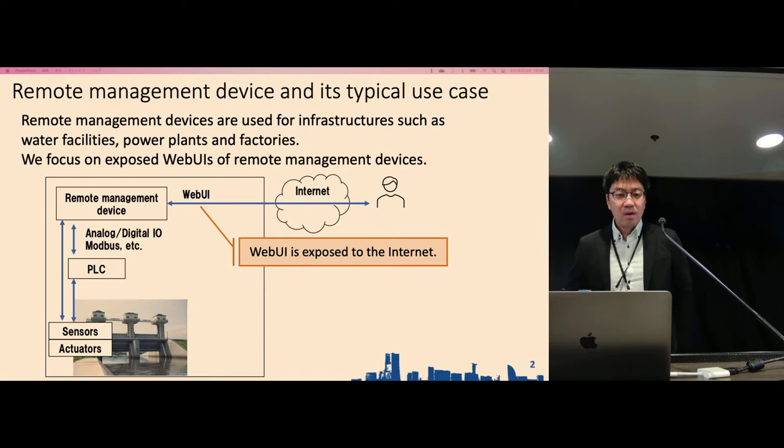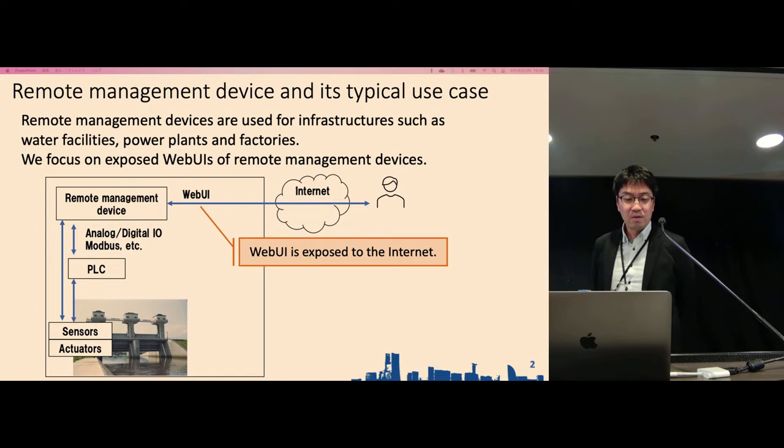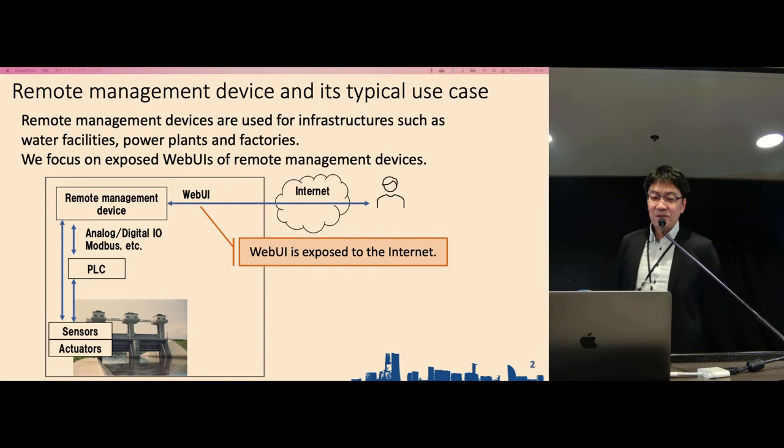First, I'd like to talk about the background of this research. Remote management devices are used for infrastructures such as water facilities, power plants, and factories. The remote management devices have analog and digital I/O. Also, they have the Modbus function and communicate with PLCs, sensors, and actuators. Also, they have a web UI, and the web UI is exposed to the internet.